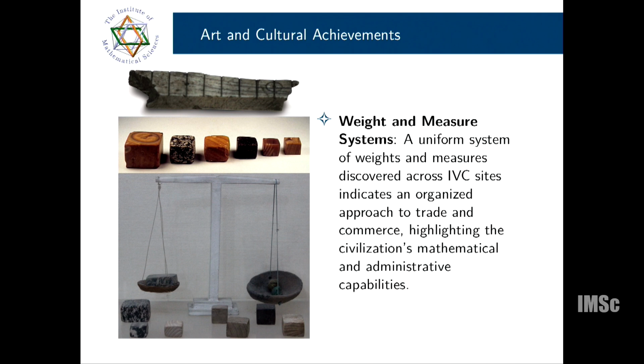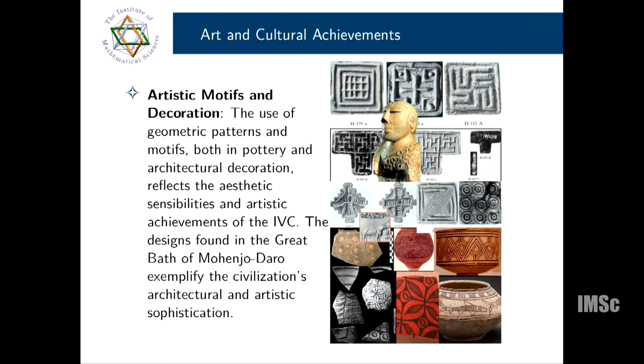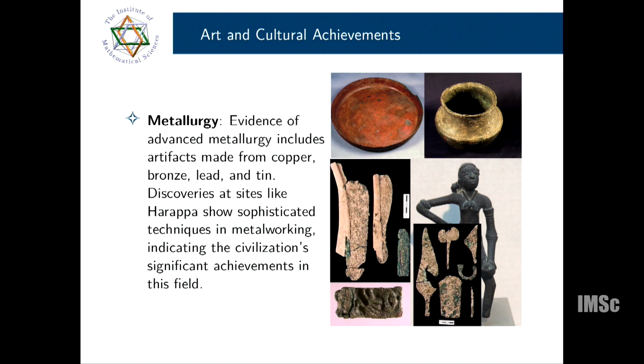And the weights and measures. Yes, this is well known that different standardized weights have been found across the civilization. It means that they had some kind of centralized mechanism for all these mathematical or administrative capabilities. The motifs, yes, the repetitive patterns on different objects and seals, looks like they were aware of decorative items. The metallurgy, yes, we have already seen that.